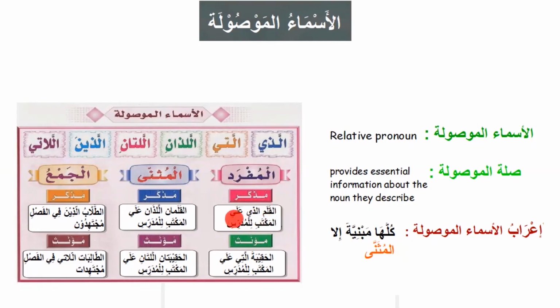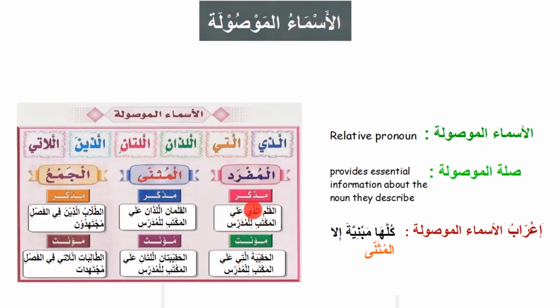So what does this mean? We all know what this means, right? There's nothing here that is strange. And we can give the i'rab as well, right? So al-qalamu, the pen, allazi, which is ala al-maktabi, on the table. So the pen which is on the table, lil-mudarrisi, belongs to the teacher.